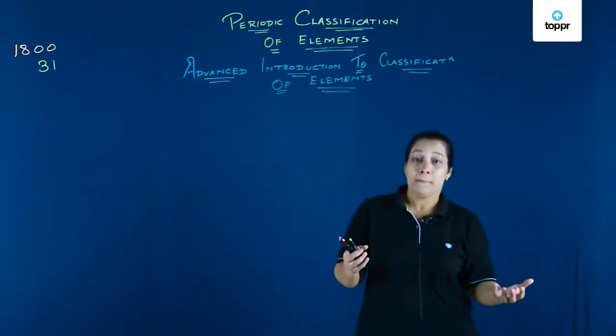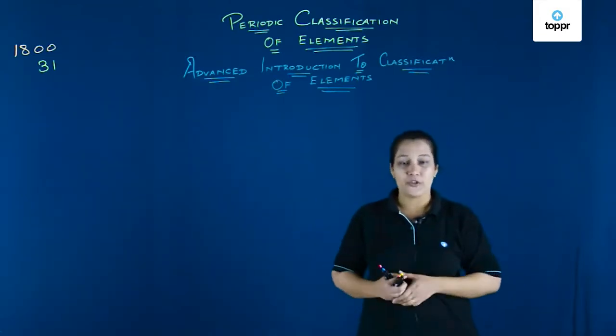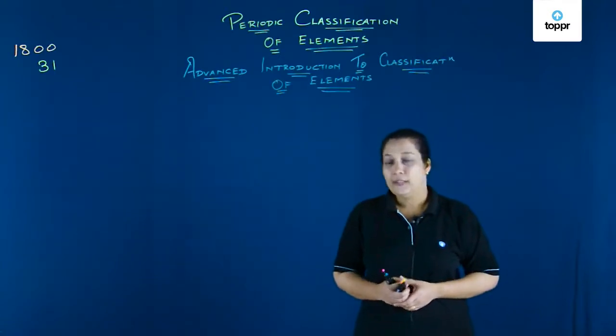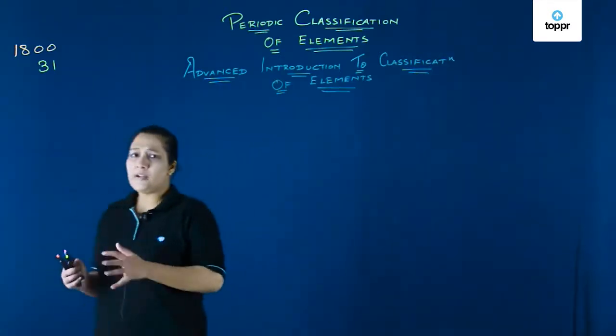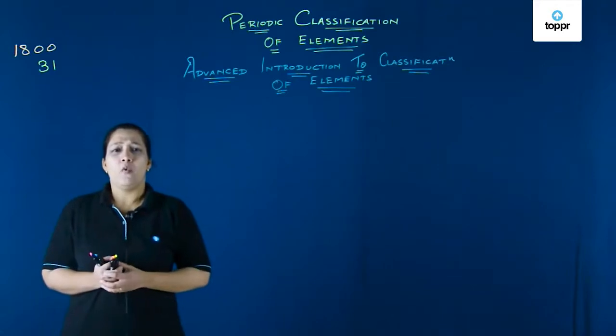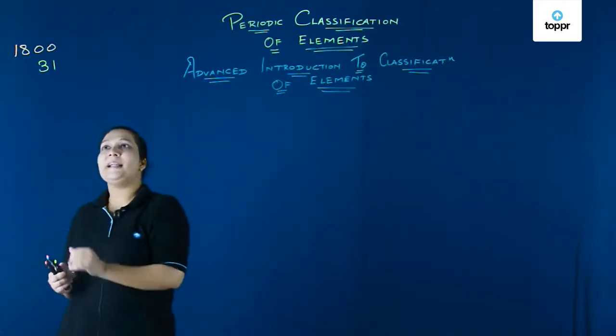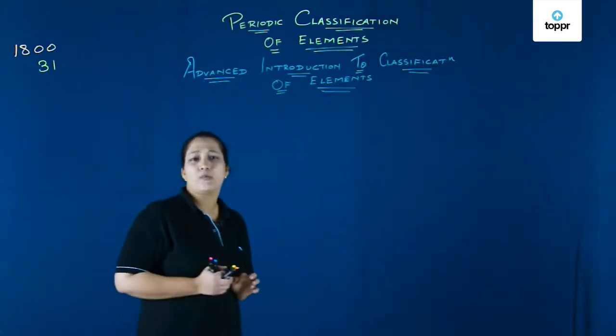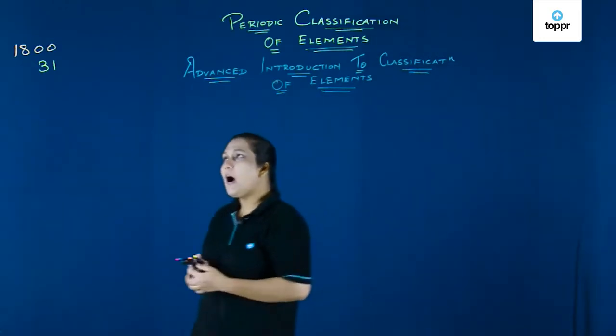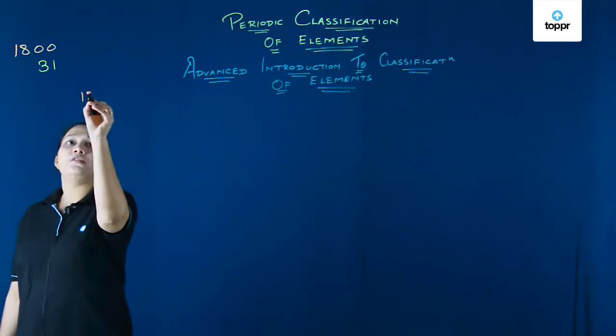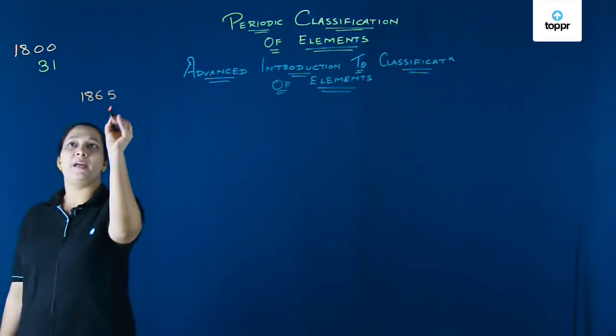So what could be a kind of combination which would come into the picture? Fine. That is the reason this kind of arrangement was given a lot of effort. Back in the 1800s, it was just 31 elements which were known to us. After that, you could talk about 1865.